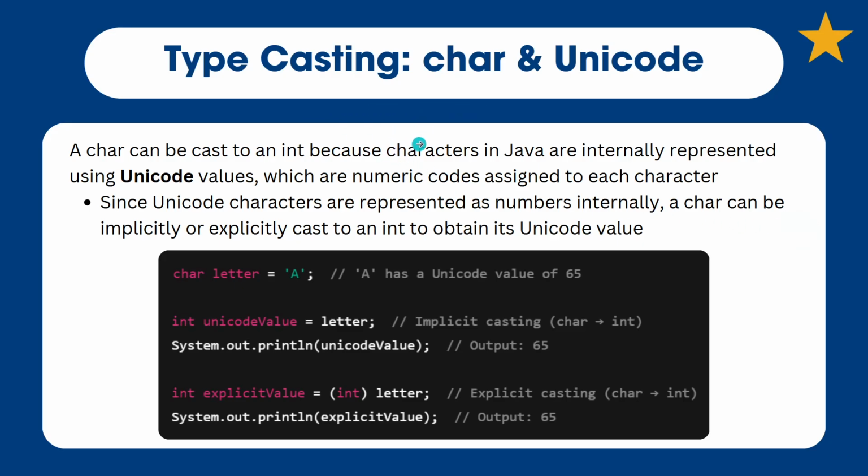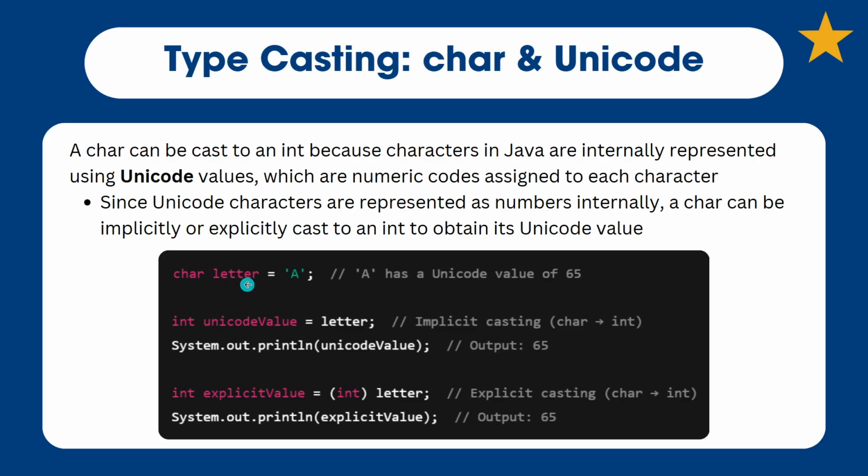There's an interesting casting, and that's with chars. So char can be cast to an int because characters in Java are internally represented as Unicode values. What is Unicode? We'll talk about that in the next slides. I know I promised it early on when we talked about char and introduced that as a primitive data type. We're now going to actually explain why you can convert a char into numbers, whole numbers specifically. Well, Unicode values are numeric codes assigned to characters. The characters on your keyboard each have a numeric value that represents them. Since Unicode characters are represented as numbers internally, a char can be implicitly or explicitly cast to an int to obtain its Unicode value.